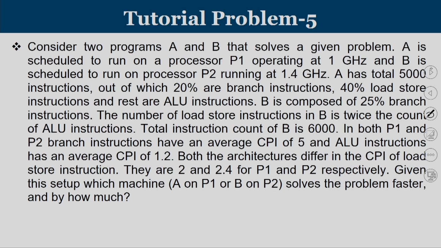In both P1 and P2, branch instructions have an average CPI, cycles per instruction, of 5, and ALU instructions have an average CPI of 1.2. Both the architectures differ in the CPI of load store instruction. So, CPI of load store instruction for P1 is 2 and that of P2 is 2.4. Given this setup, will the program A on P1 or the program B on P2 solve the problem faster?